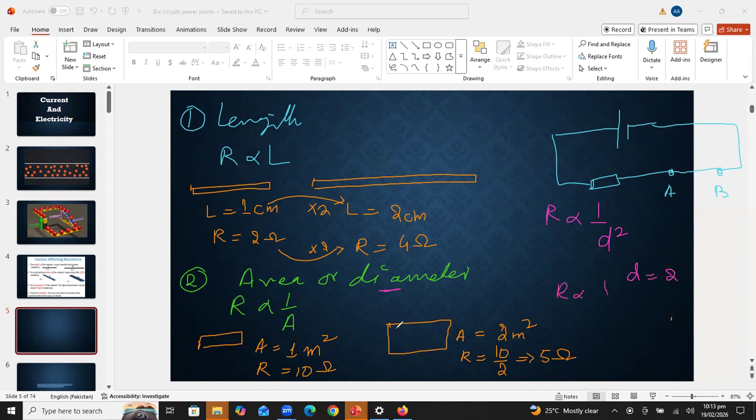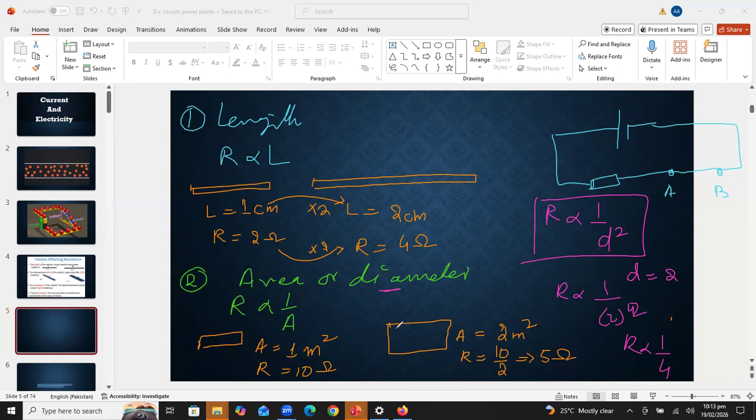2 square will become 4. So it means resistance will be reduced 4 times. So resistance and diameter square are inversely related with each other. If diameter increases, it means the wire is getting thicker, so resistance will decrease. Clear, students?